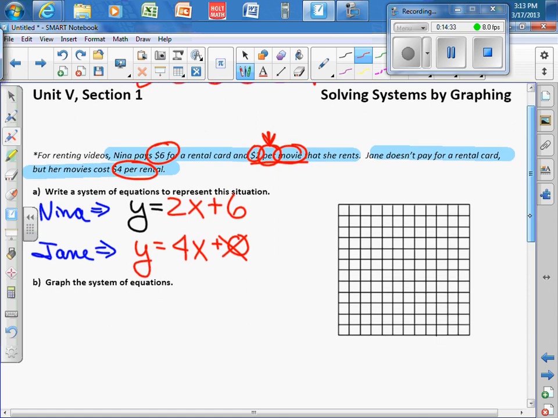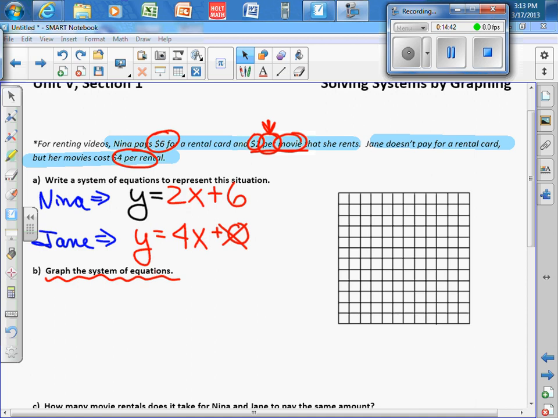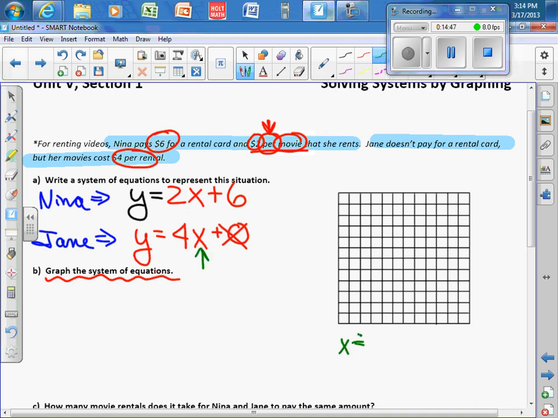So now we need to graph these because it says to graph the system of equations. Well, x being the number of videos, we're going to put across the bottom axis. So let's put maybe 1 video here and 2 here, 3, 4, 5, and 6. And then what's the cost going to be? And let's do 2, 4, 6, 8, 10, 12, 14, 16, 18, 20, 22, and 24. Just as long as your intervals are consistent, it won't be a problem.